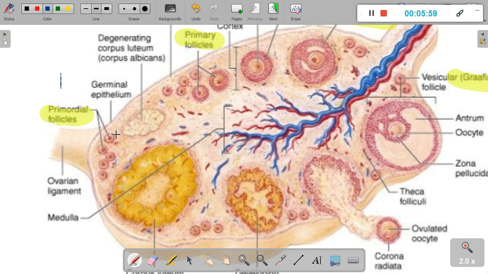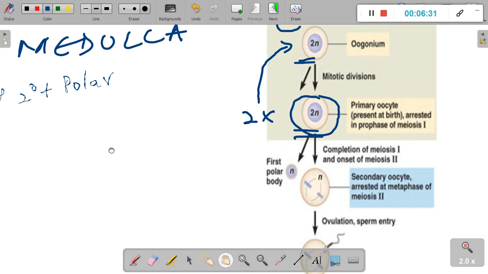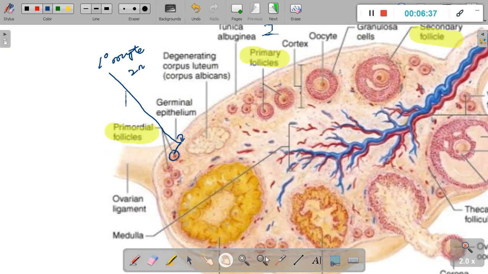The germinal epithelium gave rise to oogonia, which gave rise to oocytes. The primary oocytes are generated by this primary germinal epithelium, and those primary oocytes are then here, and a layer of cells grow around them. So this central cell that you see here is actually the primary oocyte. Let us go back and take a look at the image. The primary oocyte is diploid, but its DNA content is doubled up, so it is still diploid. And here is the primary oocyte.